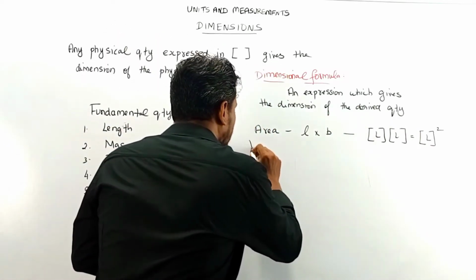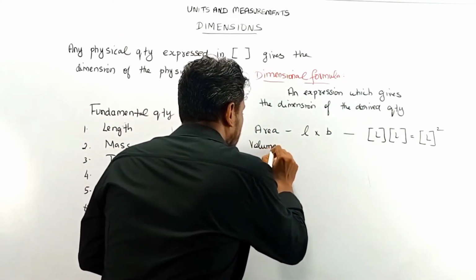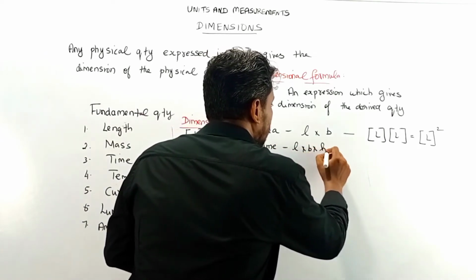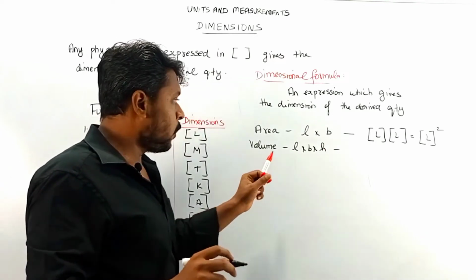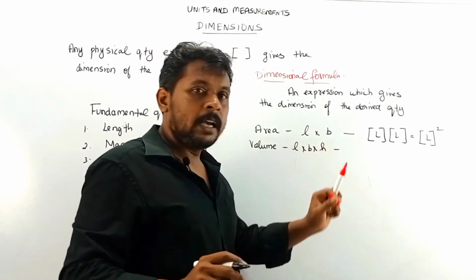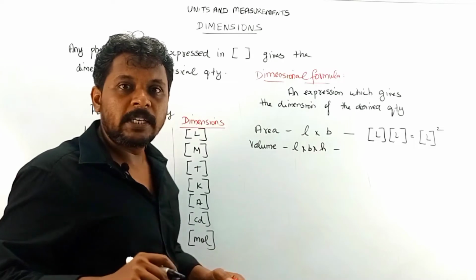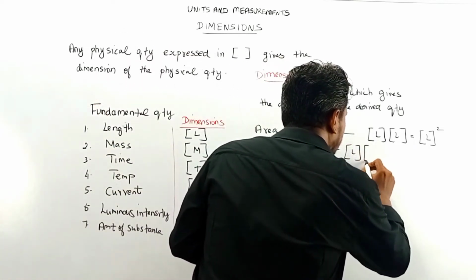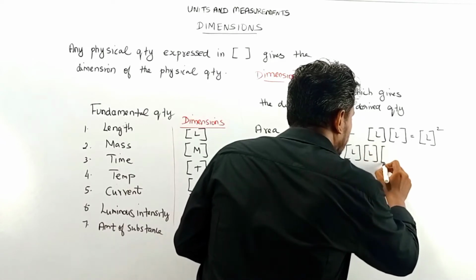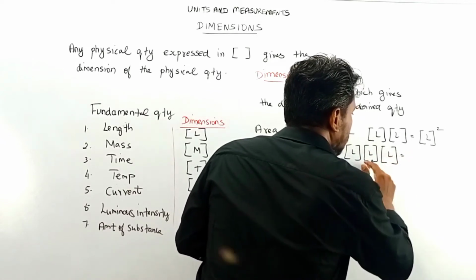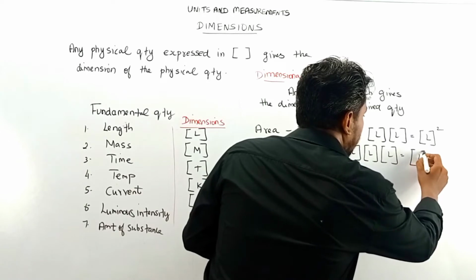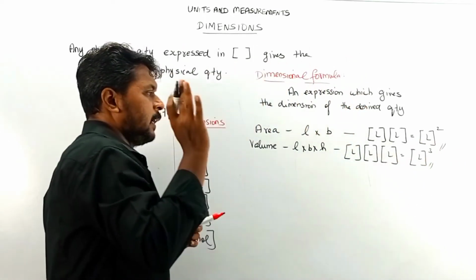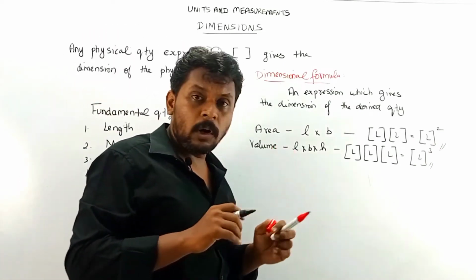Similarly, we have volume. What is the formula of volume? L into B into H. Here we have three quantities, length, breadth, height, all considered as length only. So the dimension of these three terms is capital L, capital L, capital L, and totally we can write it as capital L cube. This is the dimension of volume.